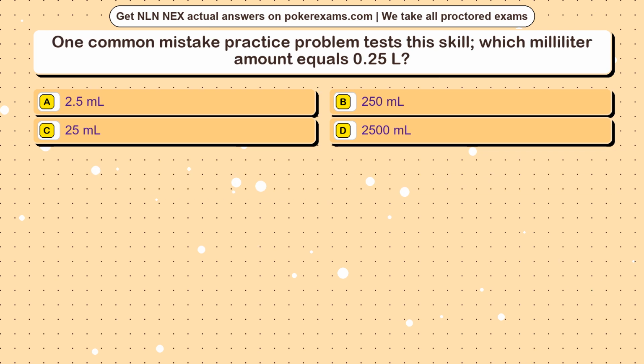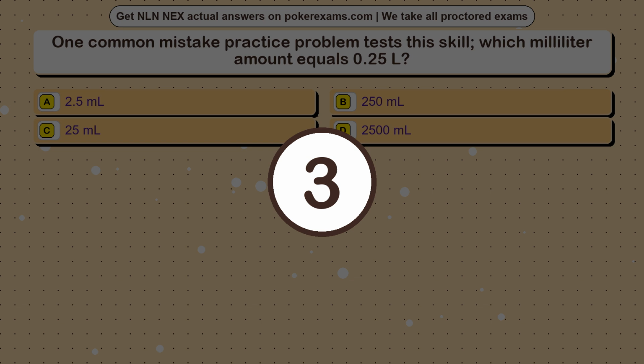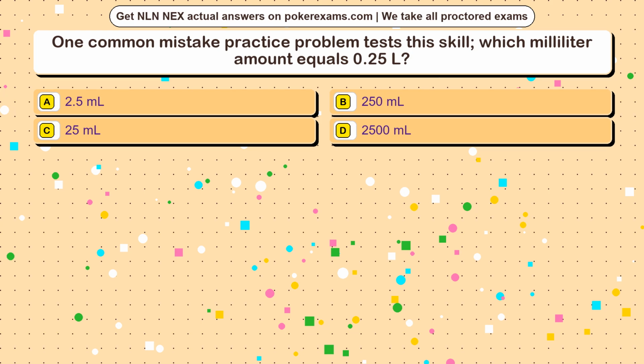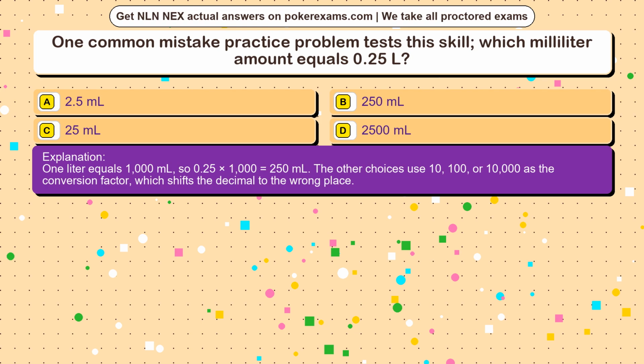Question 11. One common mistake practice problem tests this skill. Which milliliter amount equals 0.25 L? Option A, 2.5 ml. Option B, 250 ml. Option C, 25 ml. Option D, 2,500 ml. The correct answer is option B. 1 liter equals 1,000 ml, so 0.25 times 1,000 equals 250 ml. The other choices use 10, 100, or 10,000 as the conversion factor, which shifts the decimal to the wrong place.